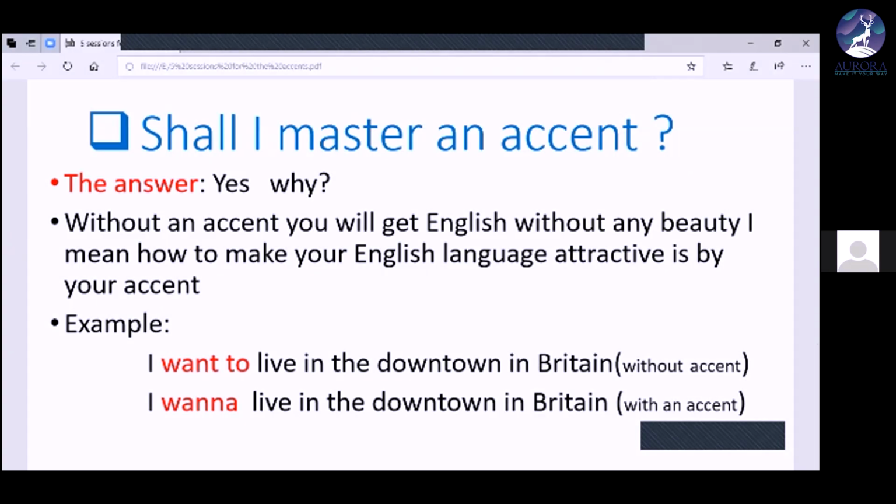Yeah, so I have to stop now. The last question I talked about is, shall I master an accent? Shall I take an accent for myself? Yes, it's important and necessary for you. Taking an accent with your language, I mean the English language, is important. Studying the English language is not enough for you. You have to take an accent, okay?